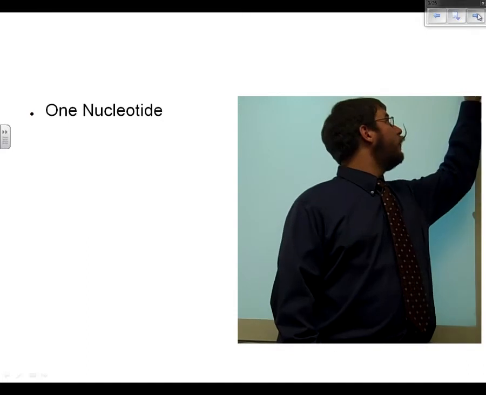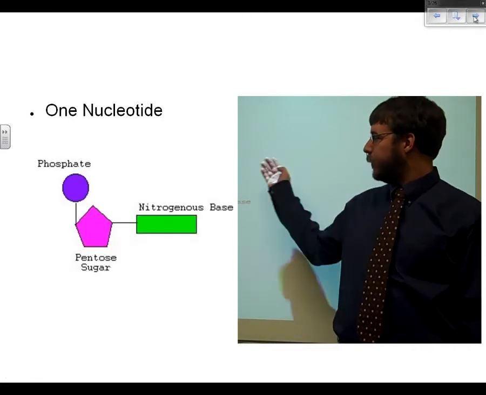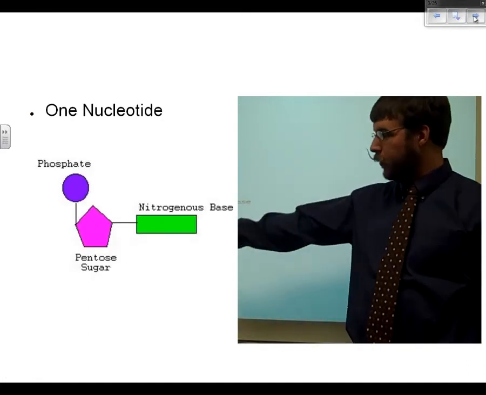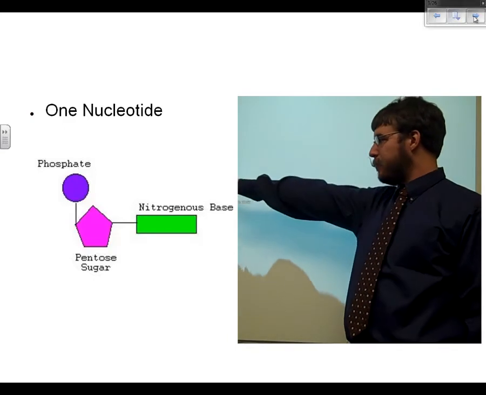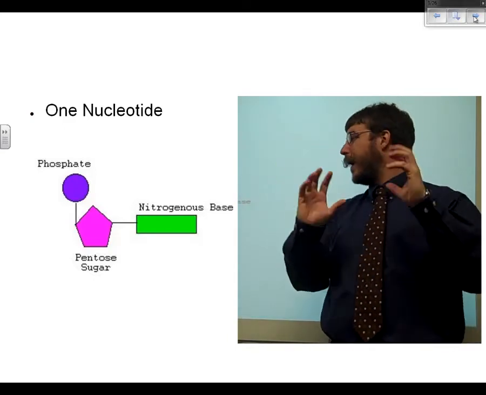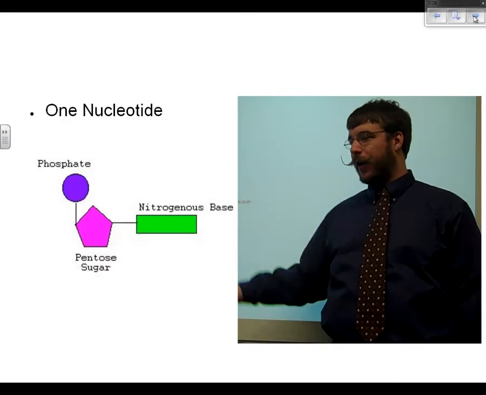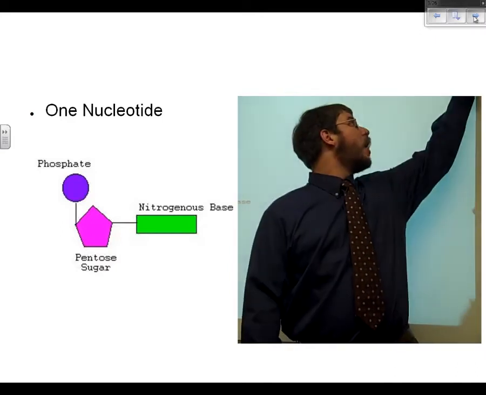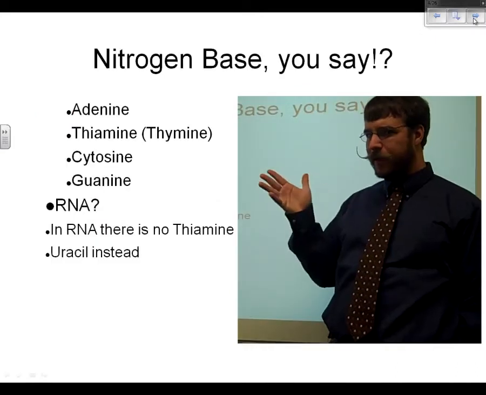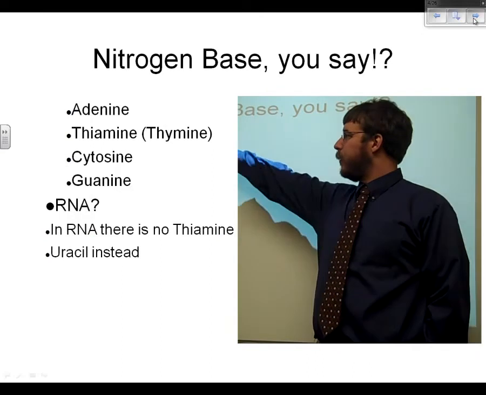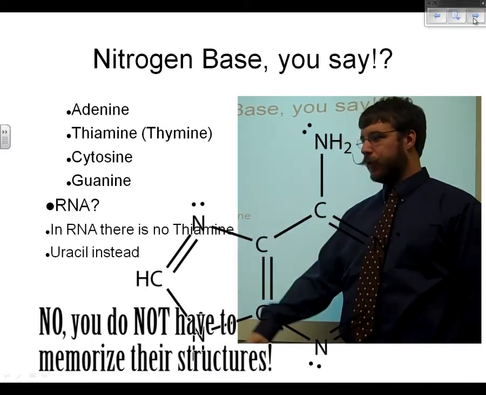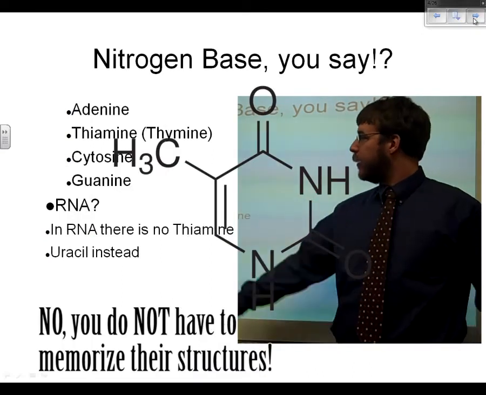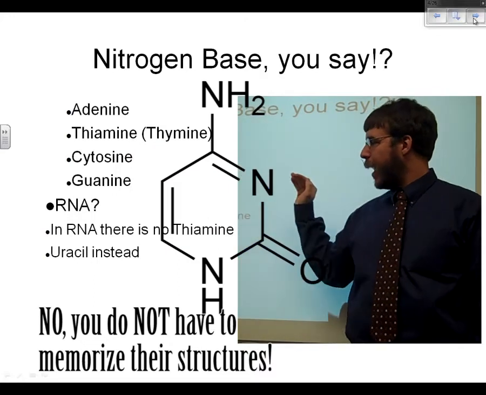Here is a picture of one nucleotide. As you can see, they arrange themselves like this. The sugar always goes in the middle. It's sort of the bonding agent that connects the nitrogen base and the phosphate group to each other. Nitrogen bases, like I said, there are four of them: adenine, thymine, cytosine, and guanine.